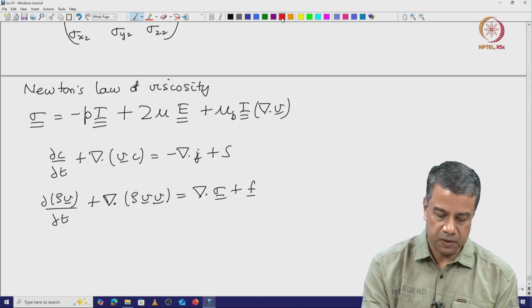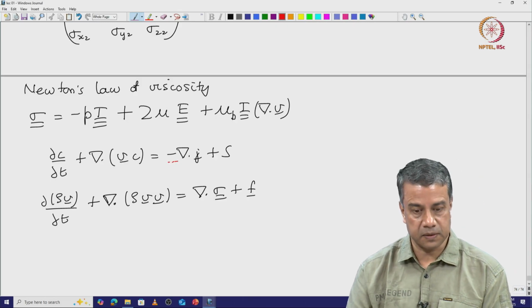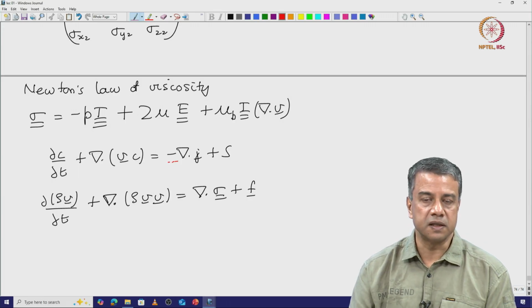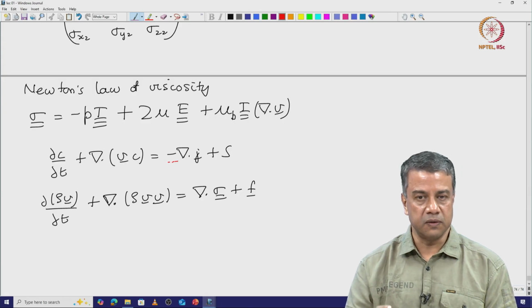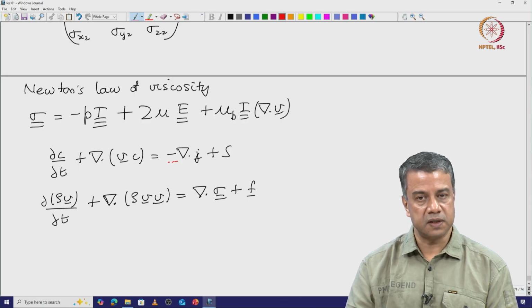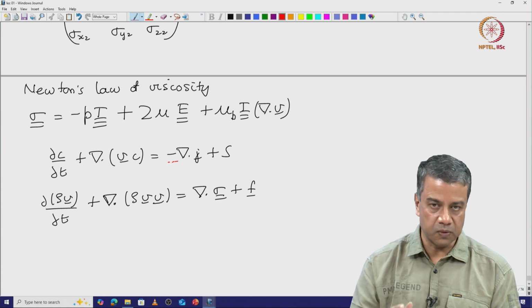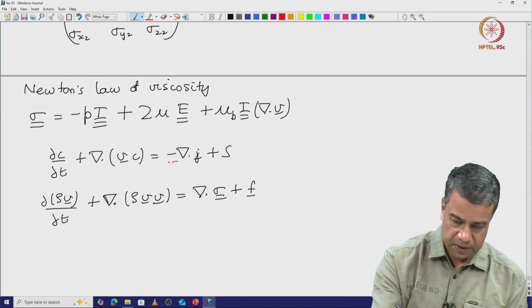Note that there is a negative sign in the concentration equation and none for the stress equation. The reason for that is, as I told you, the convention is that the mass flux is positive if it is along the inward unit normal, because it adds to the mass of the volume, whereas the stress is considered positive if the force is exerted along the outward unit normal. So, because of that there is a difference in the sign.